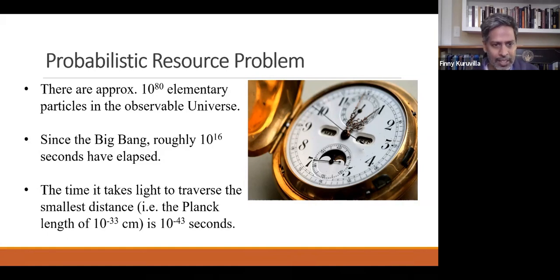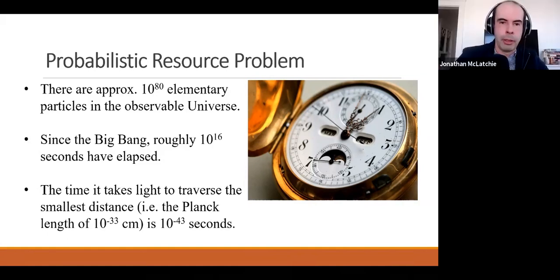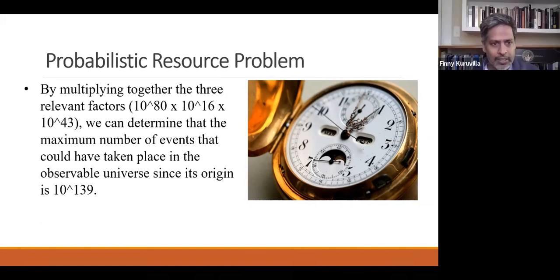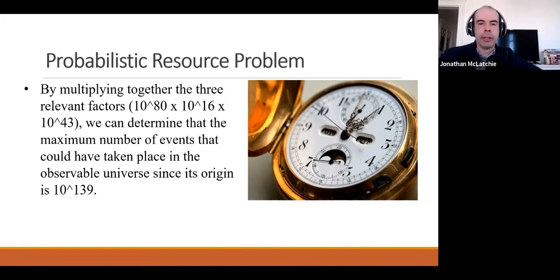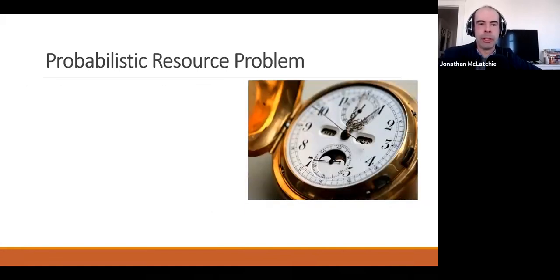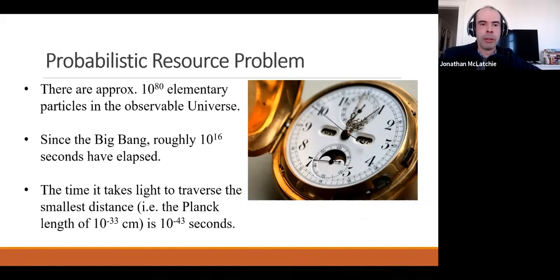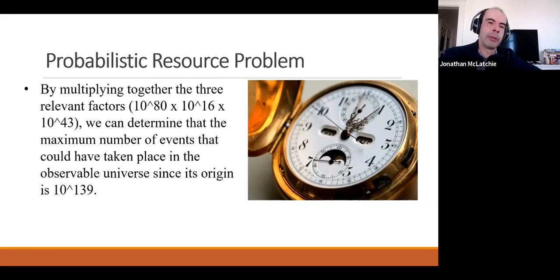Could you go to the next slide? Did you just multiply all these? Yeah, correct. And then you determine the maximum number of events. I wasn't sure what the point of the light was. That's the maximum number of events that could have taken place in the observable universe since its inception. We're trying to calculate the number of events that could have taken place since the origins of the universe.